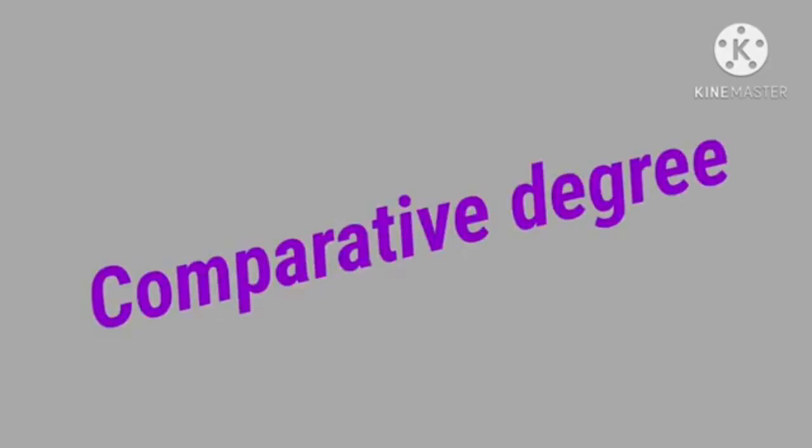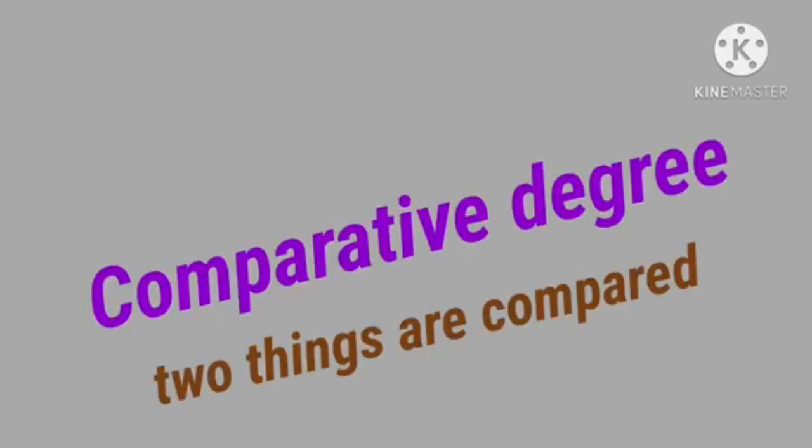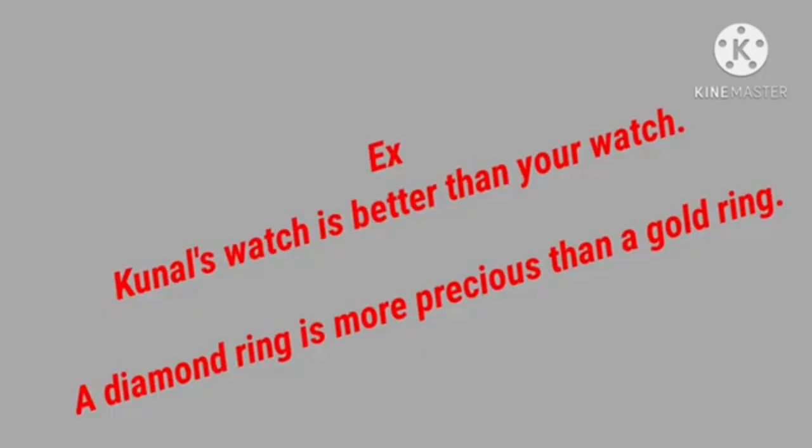Comparative degree. When two things are compared, the comparative degree is used to show a higher or lower degree of the quality than the positive. So when two things are compared, the comparative degree is used. Some examples. Kunal's watch is better than your watch. So here two watches are compared. Okay, comparative degree word better.